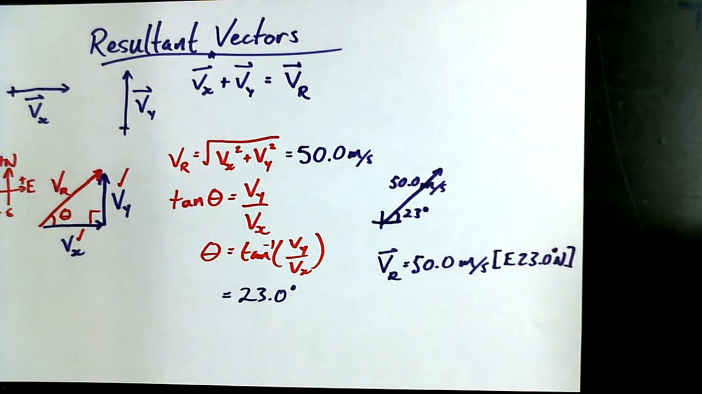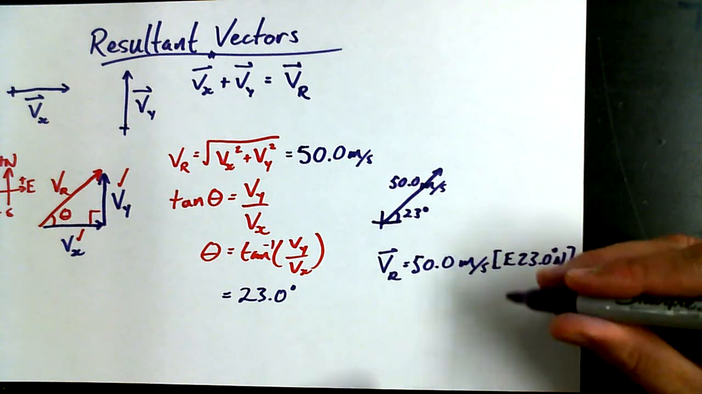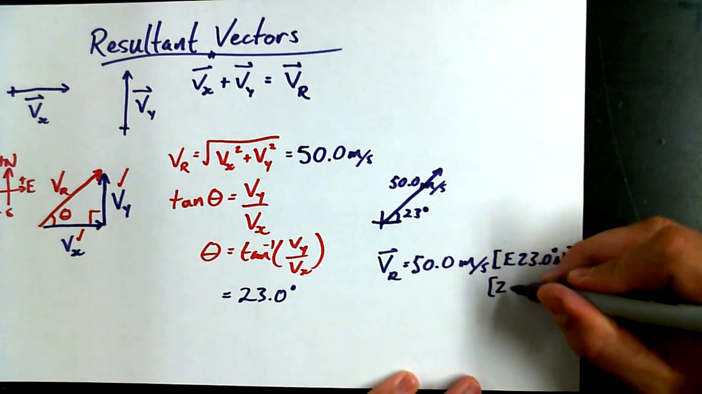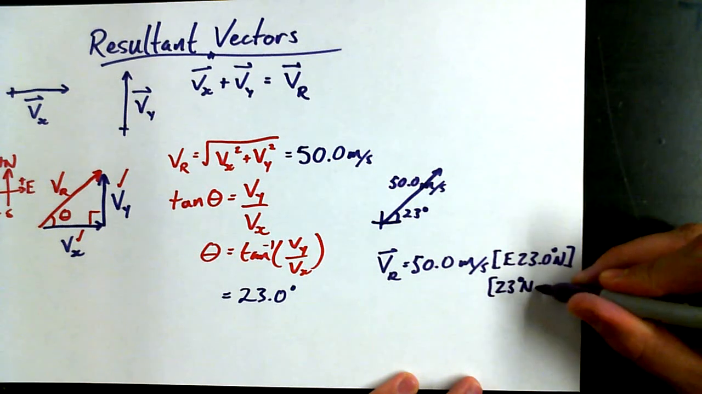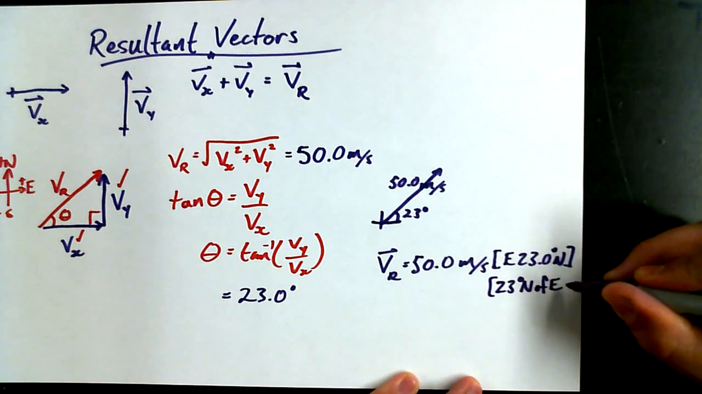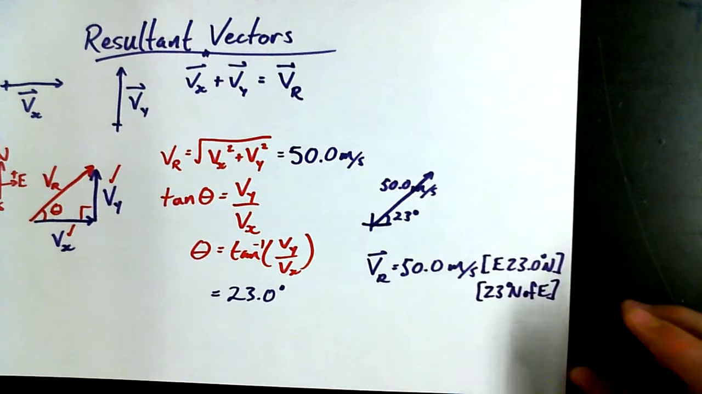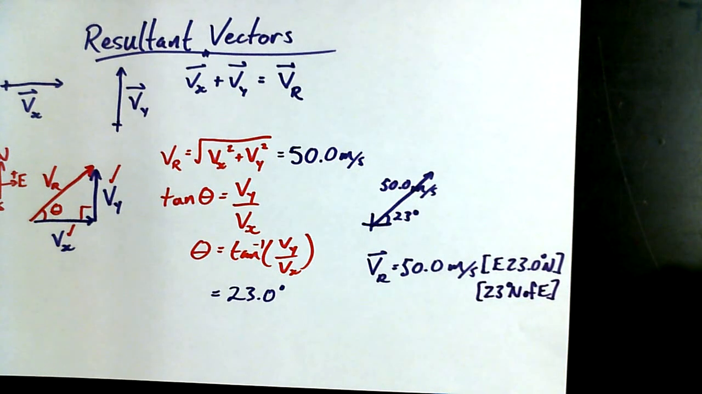Now there's an alternate way that we could write it that I brought up previously. It started off with the 23 degrees. 23 degrees, do you remember it? Yeah, north of the east. And we just write north of east. So that's an equally valid way to write it, and you'll see both ways from time to time.